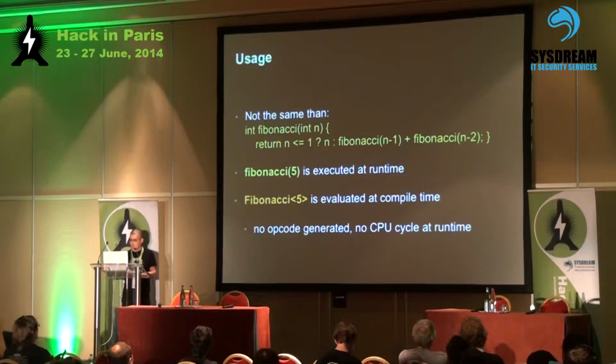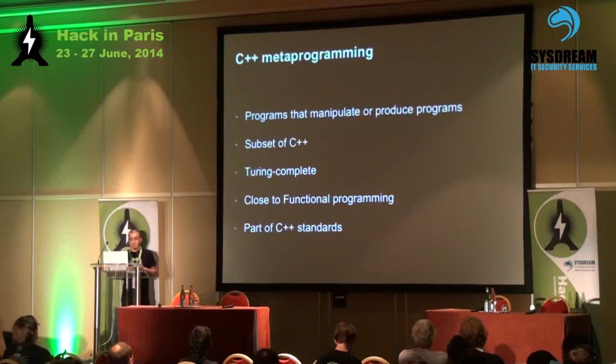So this is what is called metaprogramming. You are able to manipulate the C++ compiler to manipulate types, to generate programs. It's written with a subset of C++. It's completely part of the standard. It was proven to be Turing complete, and it's very close to functional programming. For example, you don't have loops. You see in the previous example, you have to use recursion to emulate loops.